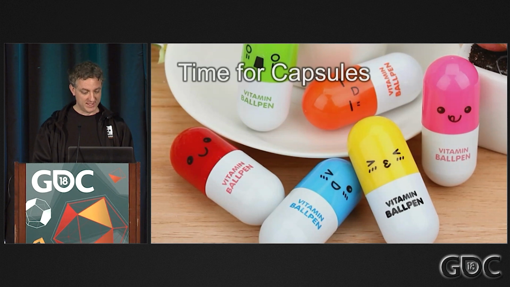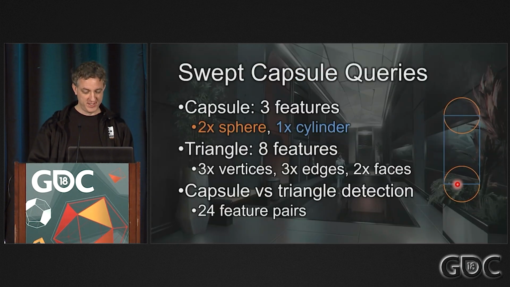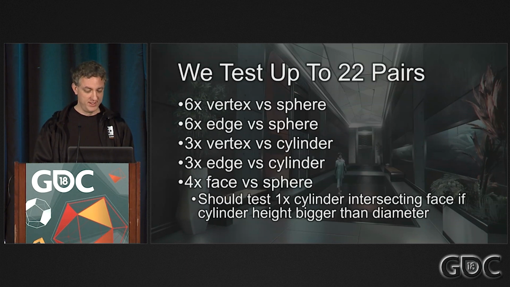It's time for capsules. The capsule is split into 3 features, 2 spheres and a cylinder. A triangle has 8 features, 3 vertices, 3 edges, 2 faces. So we have 24 feature pairs to test, and they're broken down this way. We don't test the cylinder versus a face because that's a very rare case that can only happen if you start intersecting and only if your spheres on the top and bottom don't overlap at all, so that there has to be a gap between your two spheres for this case to ever matter, which means that the height of your cylinder has to be bigger than the diameter.